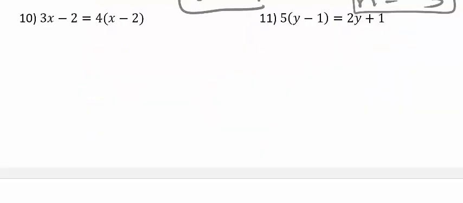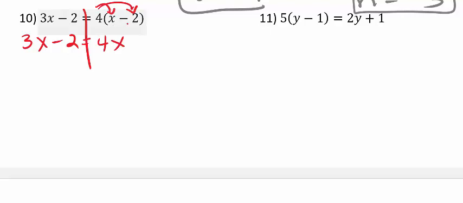In number 10, I see parentheses. And I want to go ahead and distribute this 4 to everything inside of these parentheses. So that's our very first step, to eliminate our parentheses by using the distributive property. I'm going to rewrite this as 3x minus 2, and then when I distribute here on the right hand side, 4 times x is 4x, and then 4 times negative 2, I'll write minus 8 here.